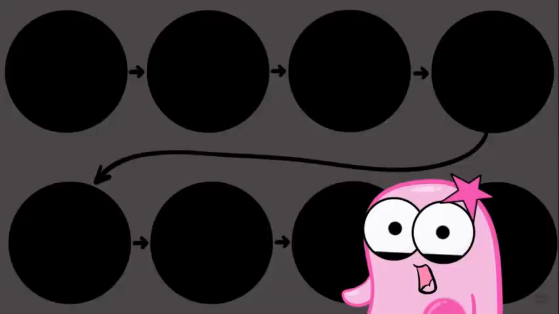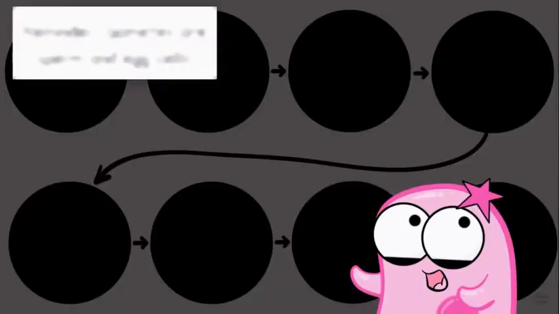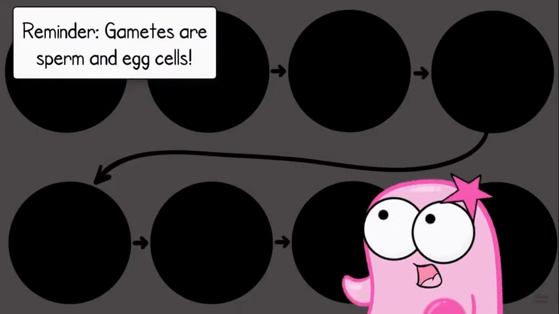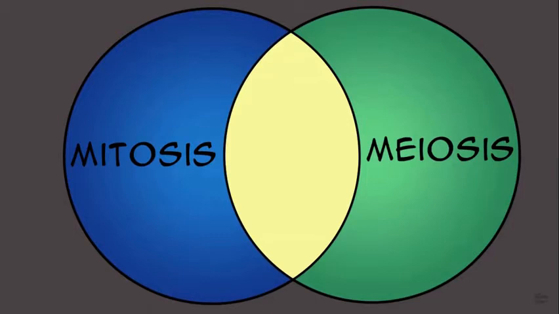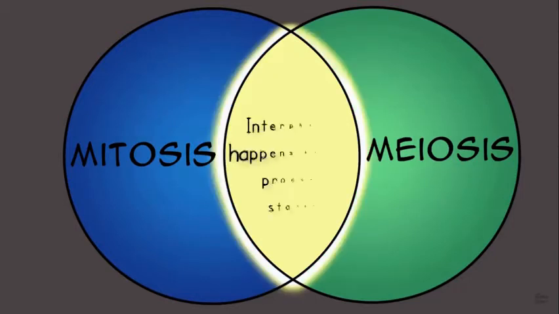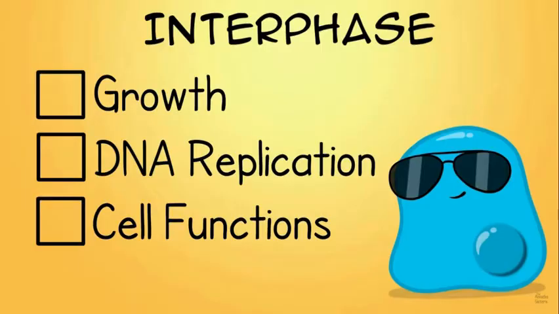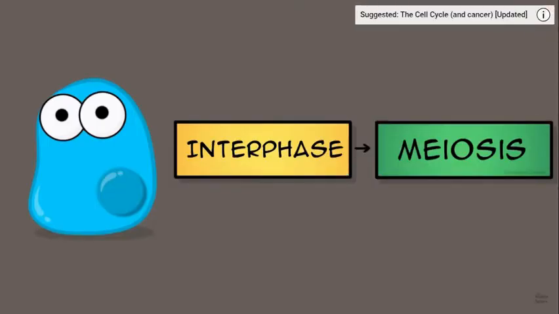Before we can start getting into the stages of meiosis to make gametes, we have to remember what happens before meiosis can even start. Actually, this also happens before mitosis. It's the stage known as interphase. And if you remember interphase, it's when the cell is growing, it's replicating its DNA, it's carrying out cell processes, and just like mitosis, interphase happens before meiosis is going to start.